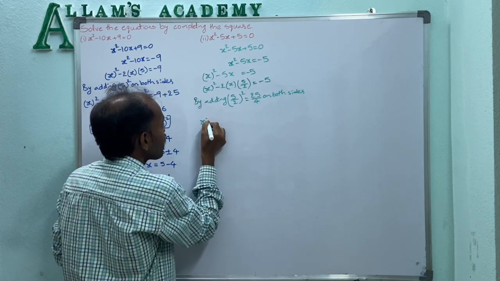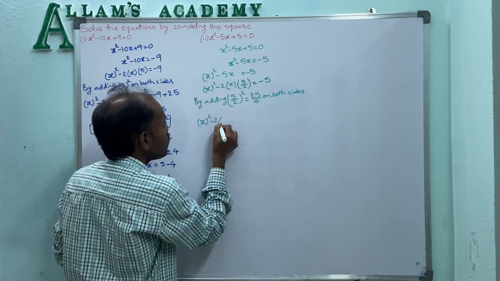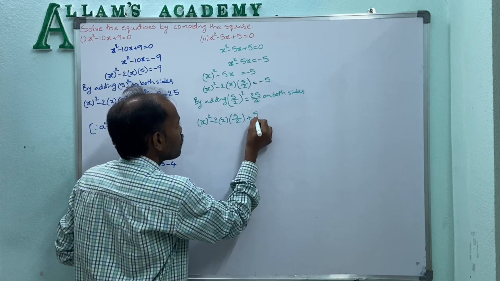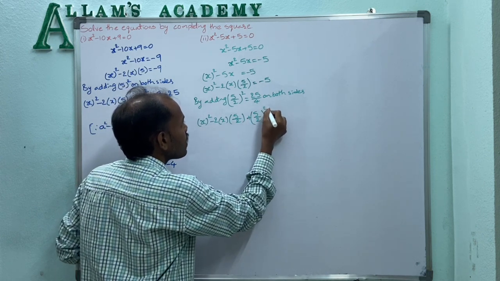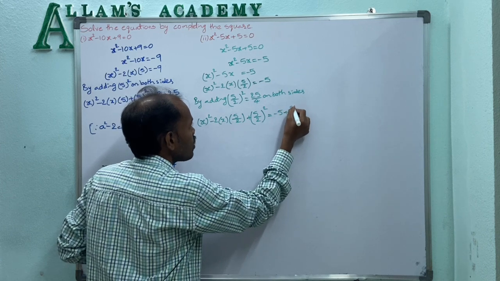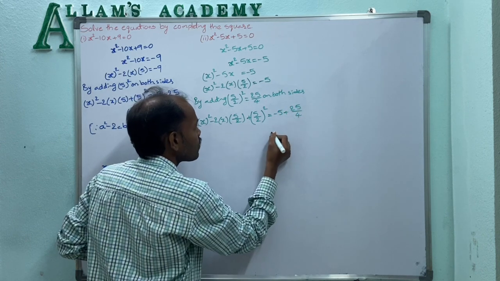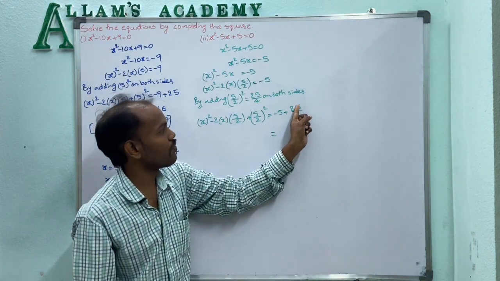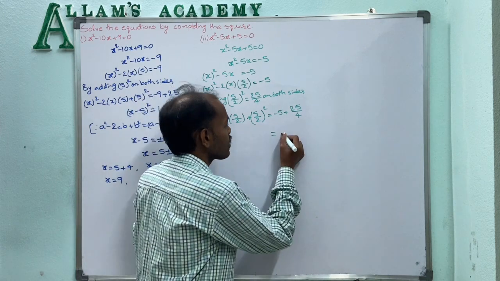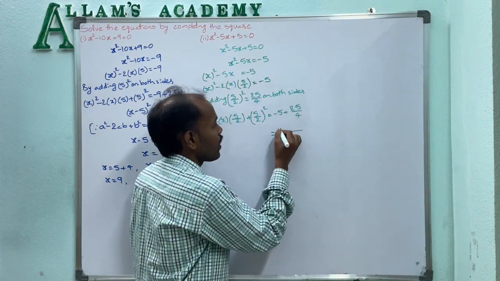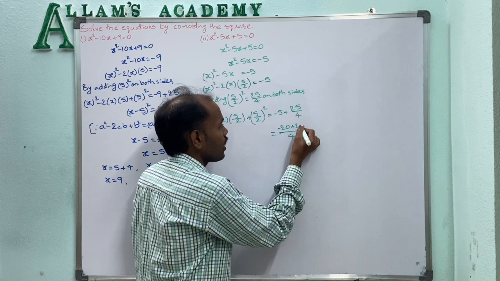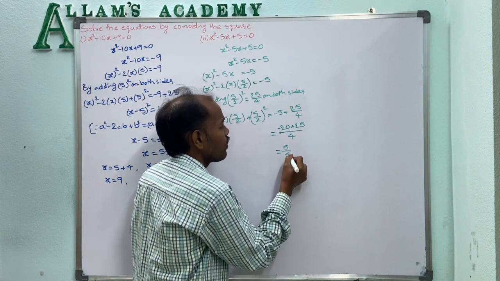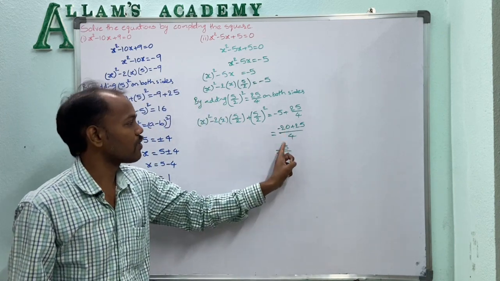So x square minus 2 into x into 5 by 2 plus 5 by 2 whole square is equal to minus 5 plus 25 by 4. So if we simplify the RHS, now minus 5 plus 25 by 4. Here the LCM is 4. So 4 into minus 5 equal to minus 20, plus 25. So minus 20 plus 25 is equal to 5 by 4. So 25 minus 20 means 5 by 4.